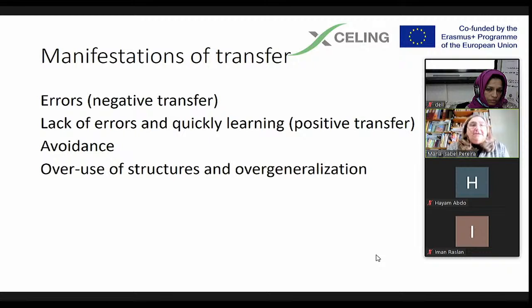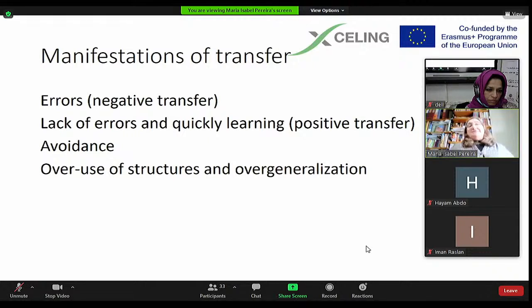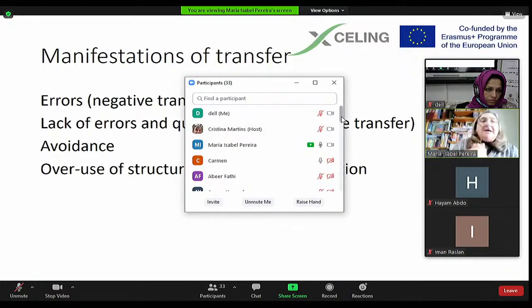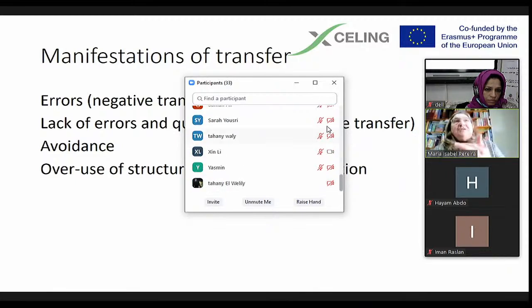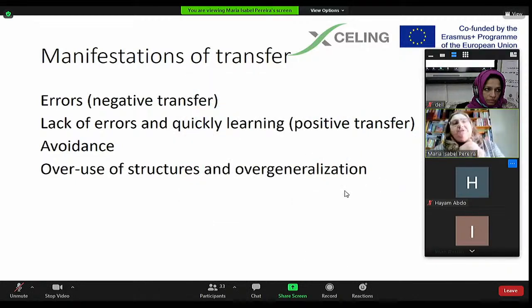On the other side, you have lack of errors or quickly learning, and those can be instances of positive transfer. You can't just say, if there are no errors, then the strategy is positive transfer. No, you can't say that. But you have to have more information about that lack of errors to attribute it to positive transfer.